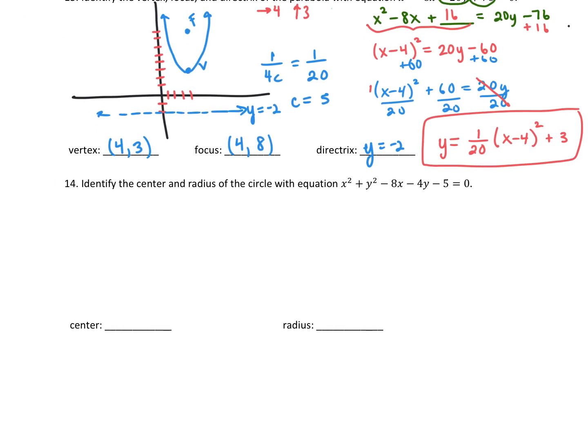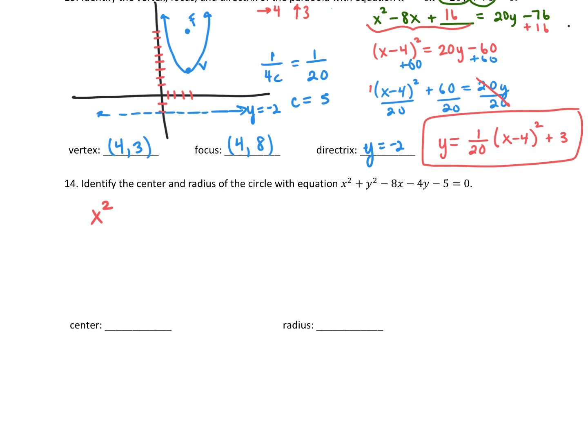All right, last problem for this page. Identify the center and radius of a circle with this equation. All right, so again, it's not in standard form for an equation. We fix that by completing the square. When we are dealing with a circle, we have to complete the square for the x's and we have to complete the square for the y's. So what I'm going to do is gather everything that goes together. I want the x's together.